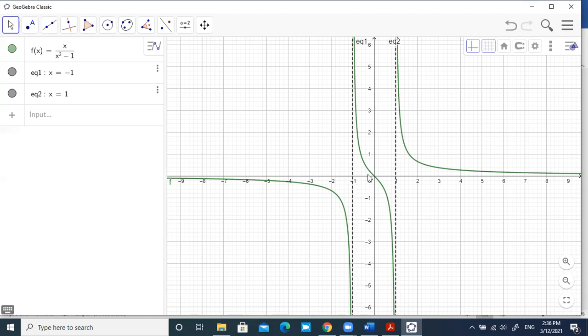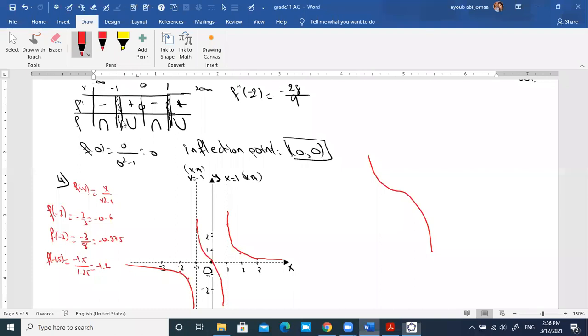Concavity between -1 and 0 is concave up, and it shows like this. Between -1 and 0 concavity is upward. Between 0 and 1 concavity is downward. Okay.